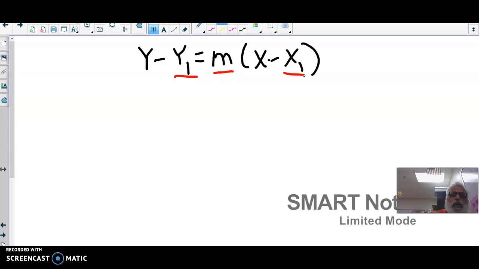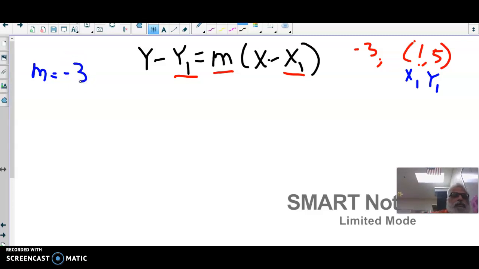So for example, the question will say it has a slope of -3 and it goes through the point of (1, 5). And so right away I should know my x1 and my y1 is right there. So I'm just gonna label everything here. I got m = -3, my x1 is 1, and my y1 is 5.